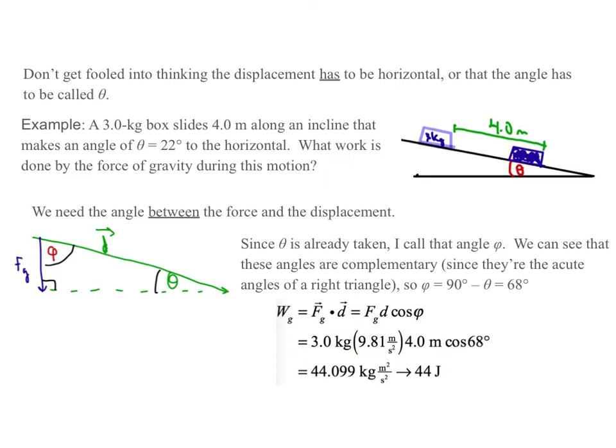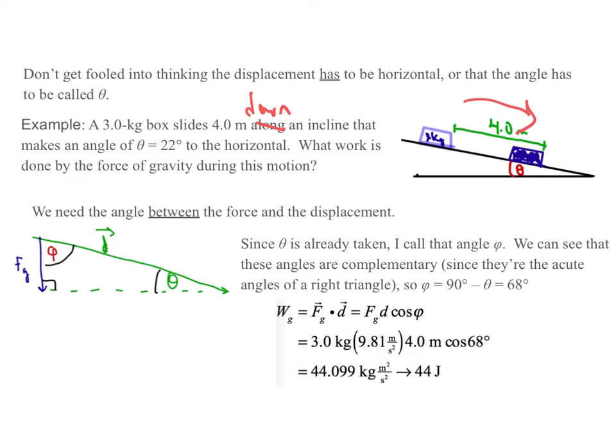What is the work done by gravity during this motion? Although it wasn't specified explicitly, we're going to take that the motion is down the incline. So let's say down an incline rather than along. That will be useful in a sec. We need the angle between the force and the displacement, which is not theta.